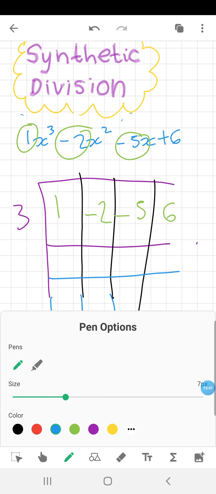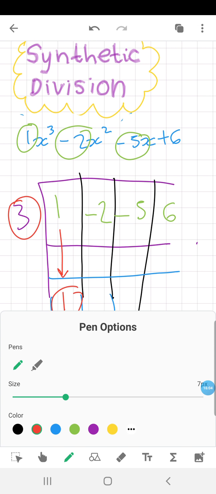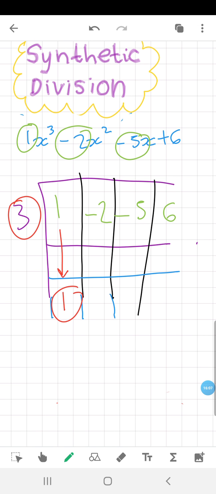Okay, now you're going to bring down the first number. Put it there. That's the only time you bring down. In this whole thing, you only bring down one time. Then you're going to say this number times this number. That's going to give you 3. 1 times 3 is 3. And you're going to put it here. Then you're going to say minus 2 plus 3 is going to give you positive 1.